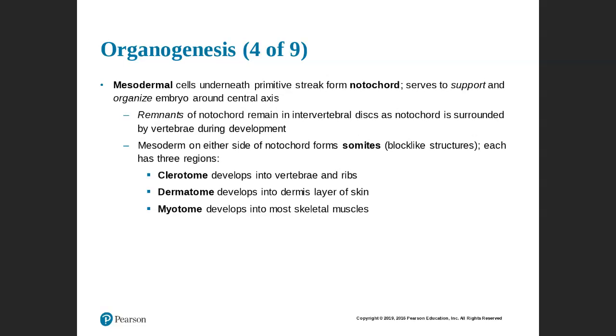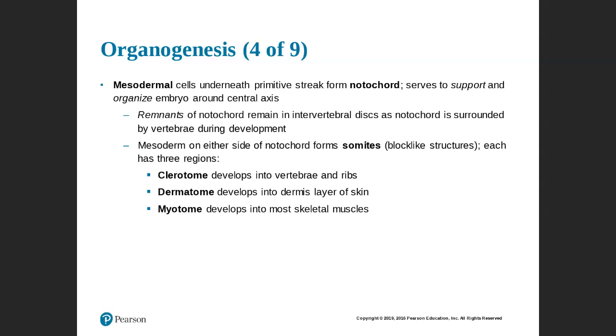The remnants of the notochord remain in the intervertebral disc, as the notochord is then surrounded by the vertebral bones during development. The mesoderm on either side of the notochord then forms the somites, these block-like structures. They'll have three regions. The sclerotome will develop into the vertebral bones and the ribs.